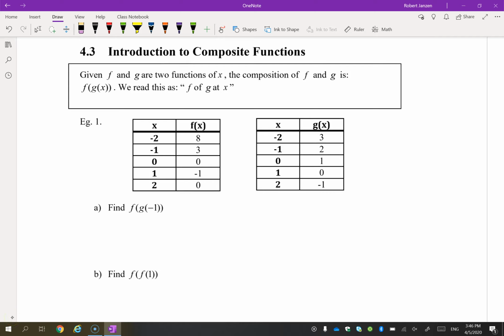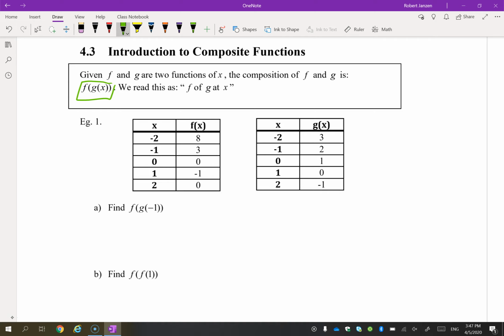There's a fifth way to combine functions, and we call that the composite function. If you read the statement here, it says given f and g are two functions. So again, we're going to put those two together, but instead of adding, subtracting, multiplying, or dividing them, we're going to take the composition of f and g. And this is how it's written. And what we say is f of g at x.